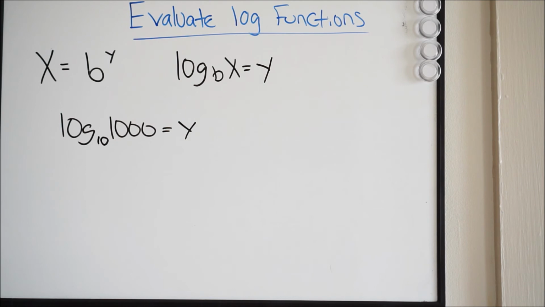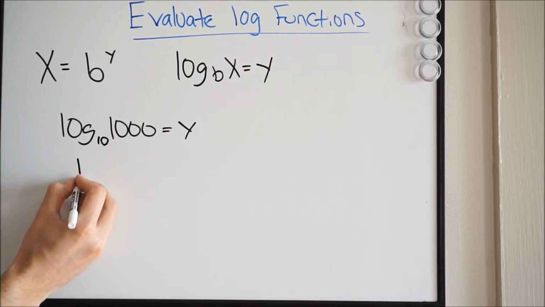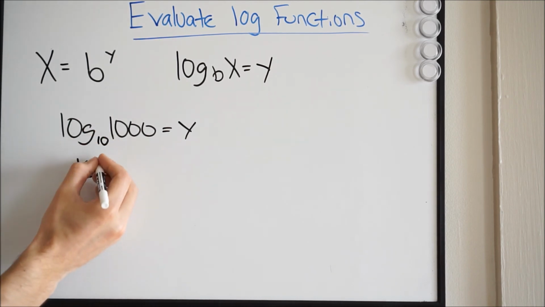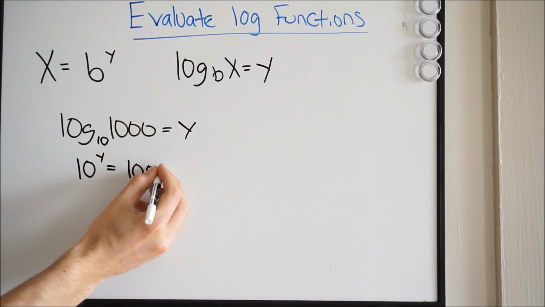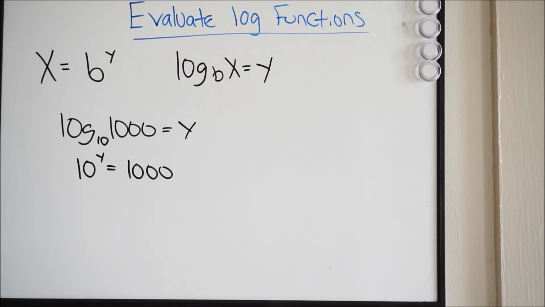Now again, we want to evaluate this log function, so we're going to put it in its exponential form. When we do that, we will get 10^y equal to 1000. And now you're just simply saying to yourself, okay, what am I going to plug in for y here that will give me 1000?